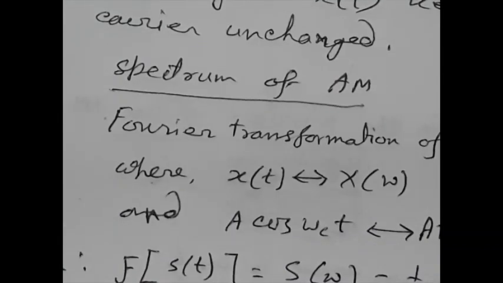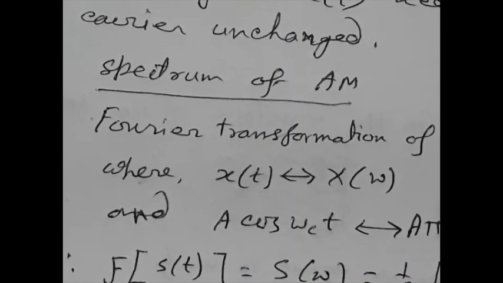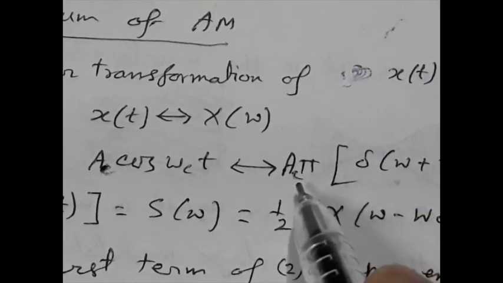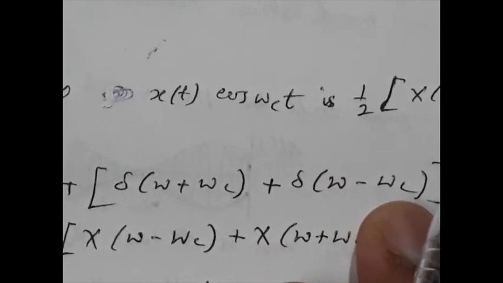We have to understand the spectrum of AM. If the Fourier transform of x(t) is X(ω), then the Fourier transform of Ac cos(ωc t) is Ac π [δ(ω + ωc) + δ(ω − ωc)].